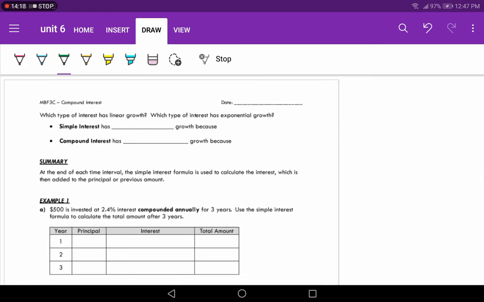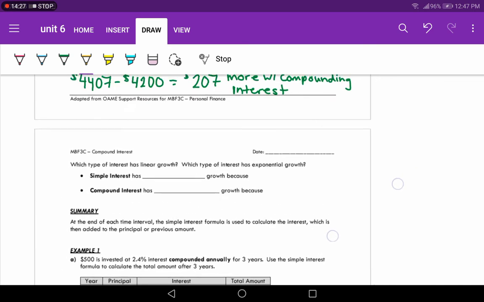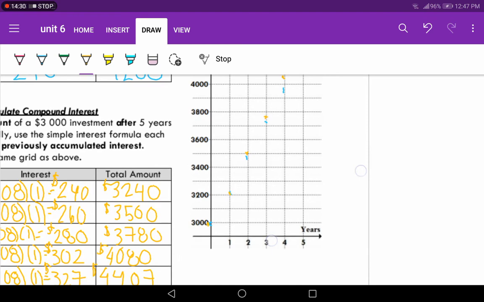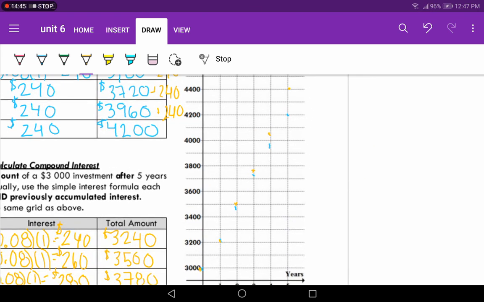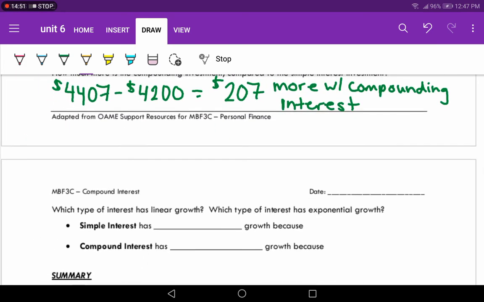So moving on, just as a quick summary. What type of interest has linear growth, and which type of interest has exponential growth? If we look back at this graph, you'll notice that with my blue line, if I were to find the slope, I'm technically just going up 2 squares-ish each time, right? It's not perfect because I graphed it just freehand. So that graph is actually linear, because remember from last year, we don't really talk about it much in this course, but a linear line has a slope, right? It's consistent, it's a straight line.